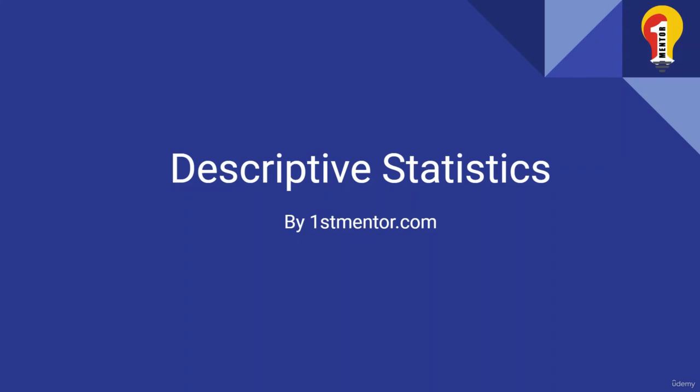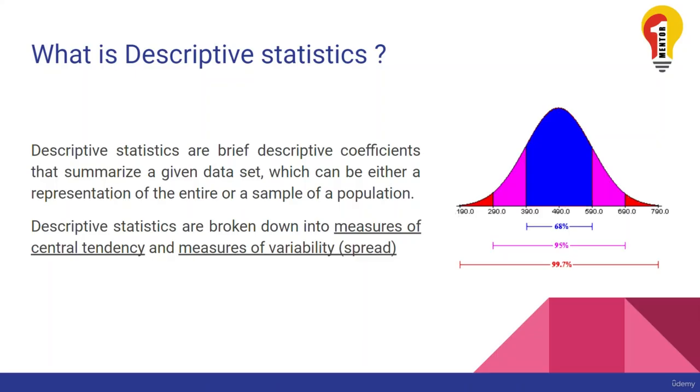So in this video, we'll concentrate on descriptive statistics. So what is descriptive statistics? Basically, these are variables that help us summarize the data that we have, which can either represent the entire population or a part of the population that is called the sample.